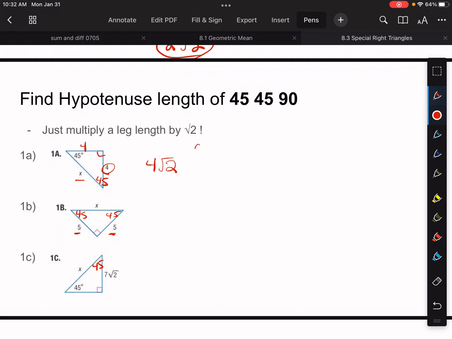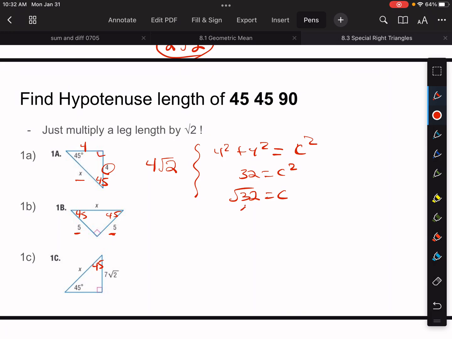If you didn't trust the pattern and you wanted to use the Pythagorean theorem, you could say 4 squared plus 4 squared equals c squared. Okay, so when you do this out, you get 16 plus 16, which is 32, equals c squared. So c is equal to the square root of 32, and some of you are saying, well, that's not the same thing as 4 root 2, but it is.